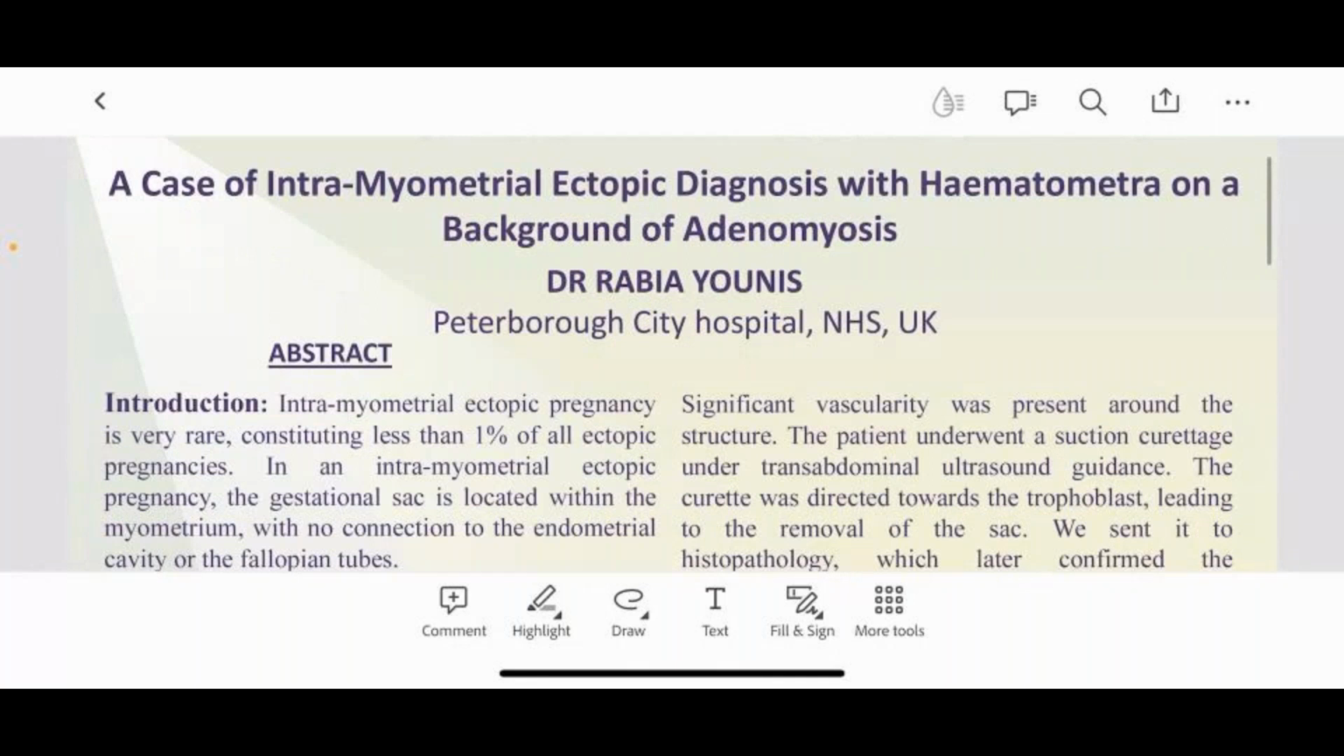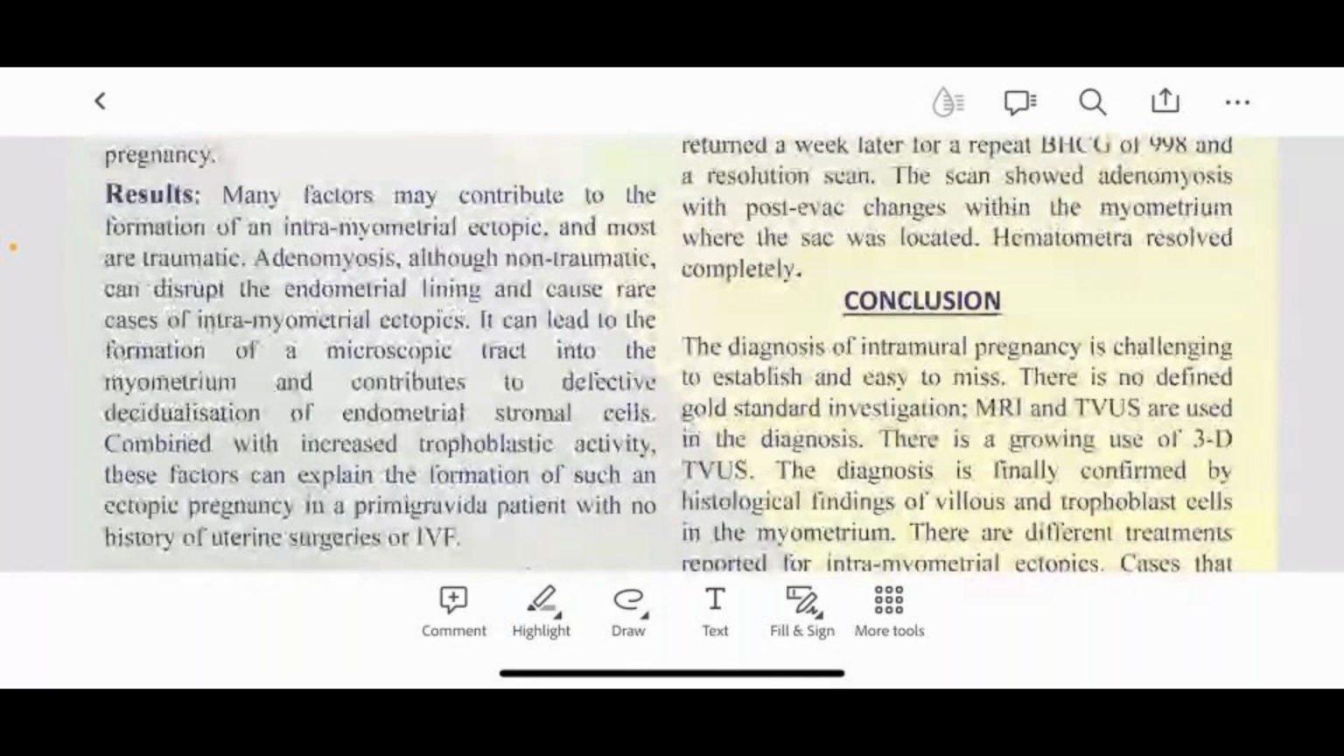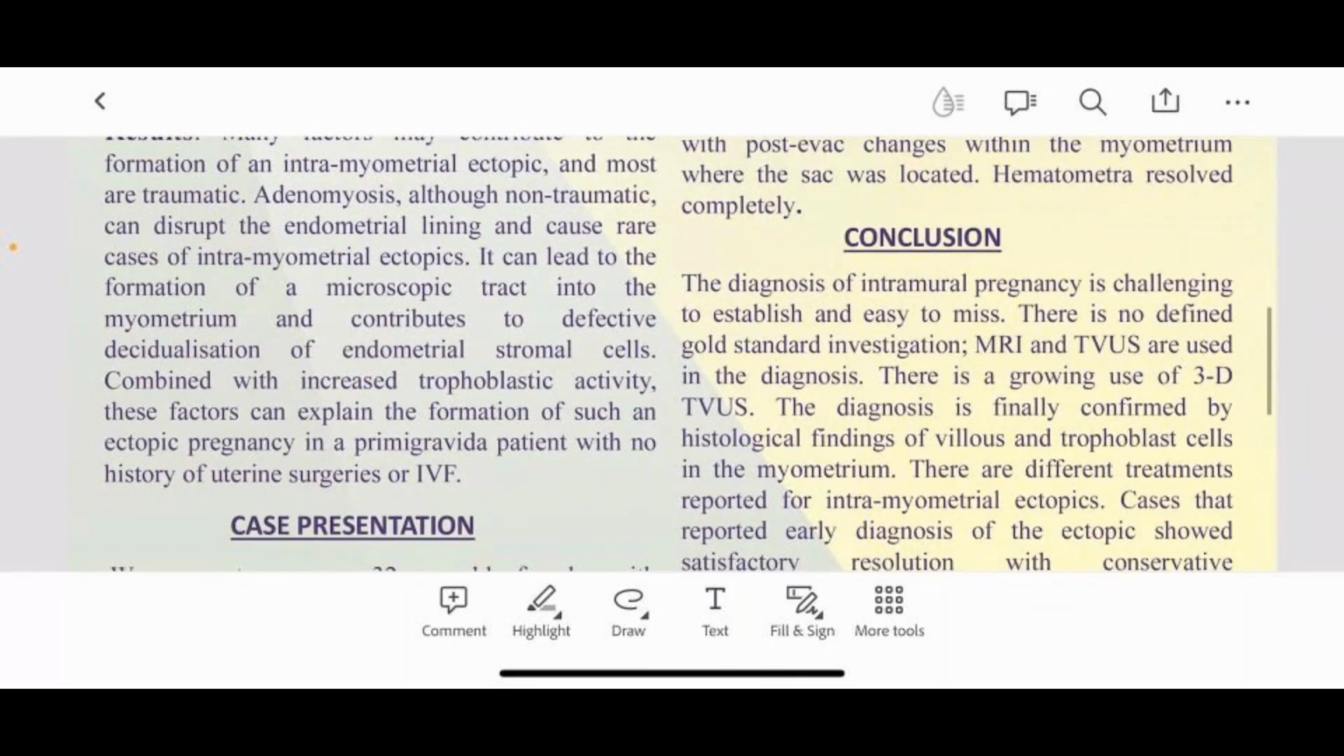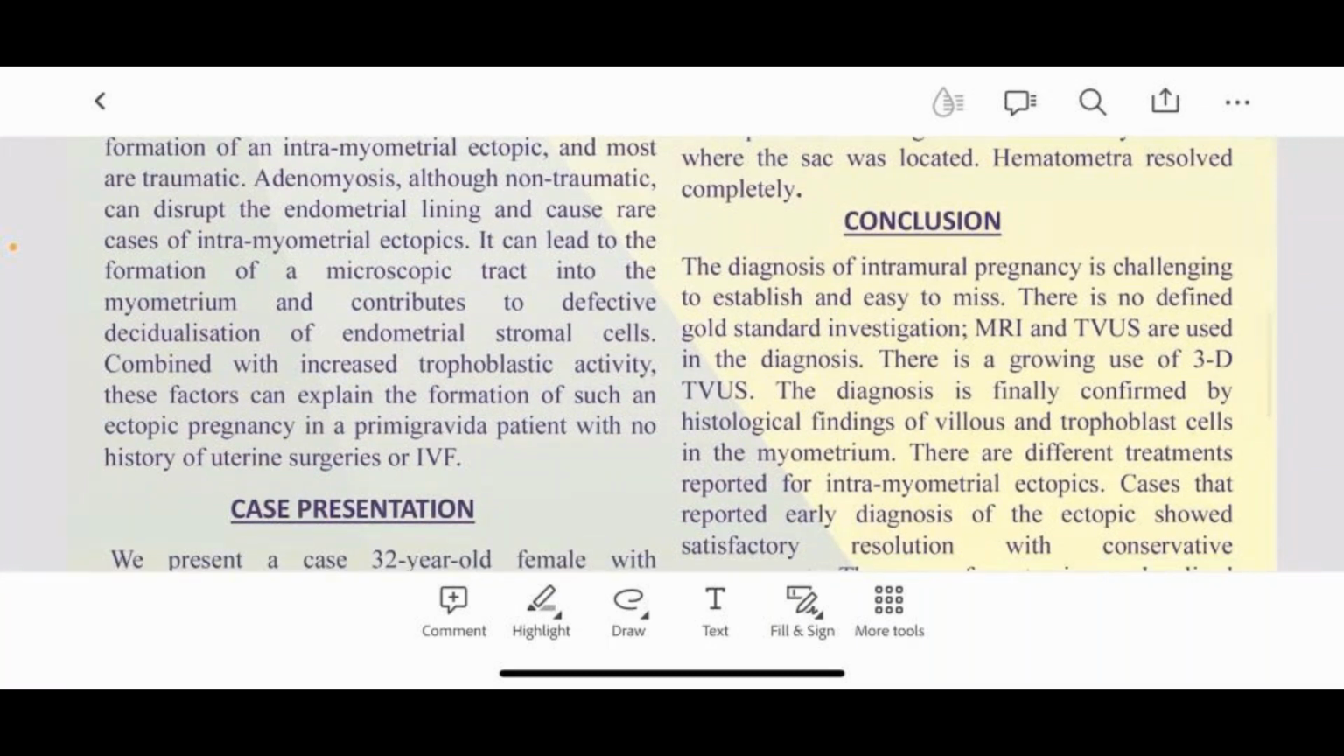In conclusion, the diagnosis of intramural pregnancy is challenging to establish and easy to miss. There is no defined gold standard investigation. MRI and TV scans are used in the diagnosis. There is a growing use of 3D TV scans. The diagnosis is finally confirmed by histological findings of villus and trophoblastic cells in the myometrium.